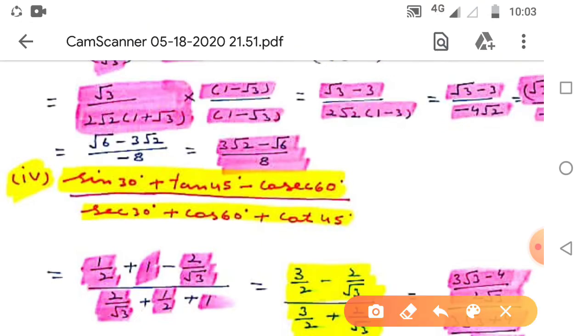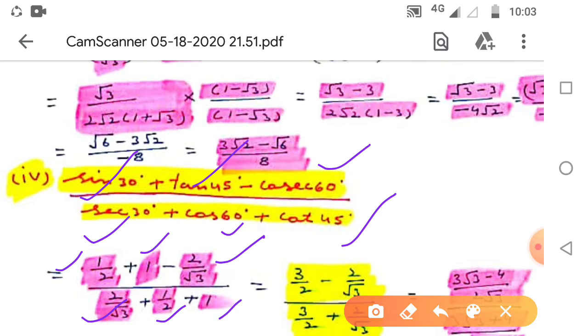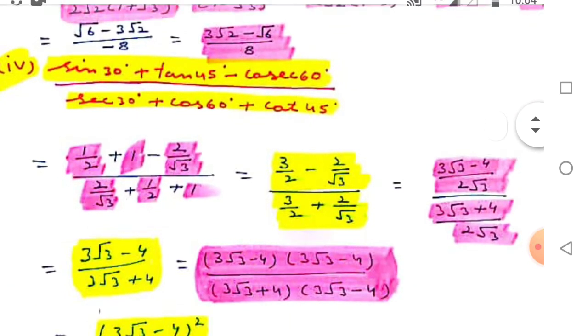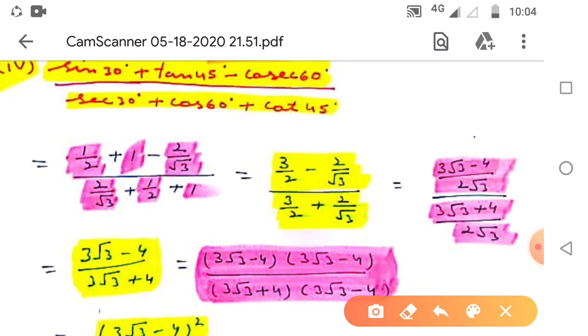sin 30 plus tan 45 minus cosec 60 upon sec 30 plus cos 60 plus cot 45. Right? So the value of sin 30 is 1/2. The value of tan 45 is 1. The value of cosec 60 is 2/√3. And this is 2/√3 plus 1/2 plus 1. So finally we get (3√3 minus 4) upon 2√3, and (3√3 plus 4) upon 2√3.